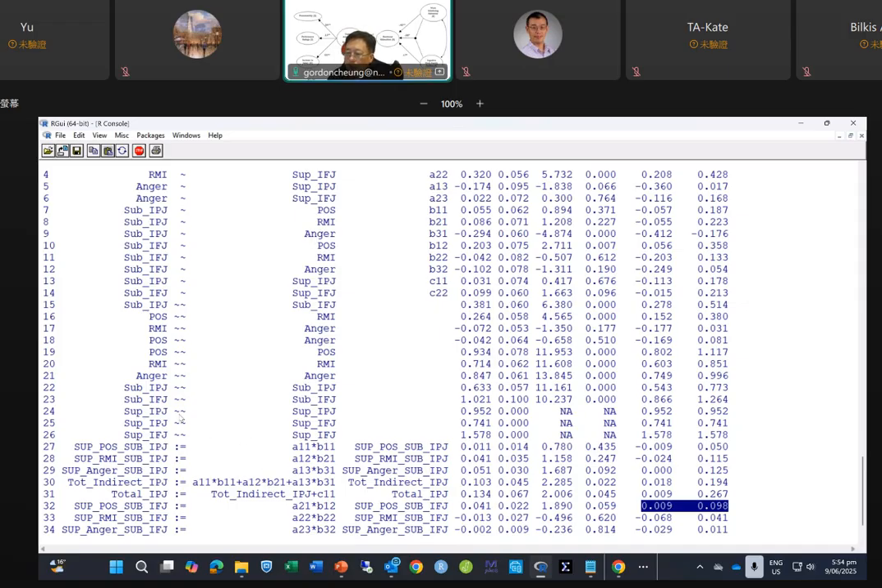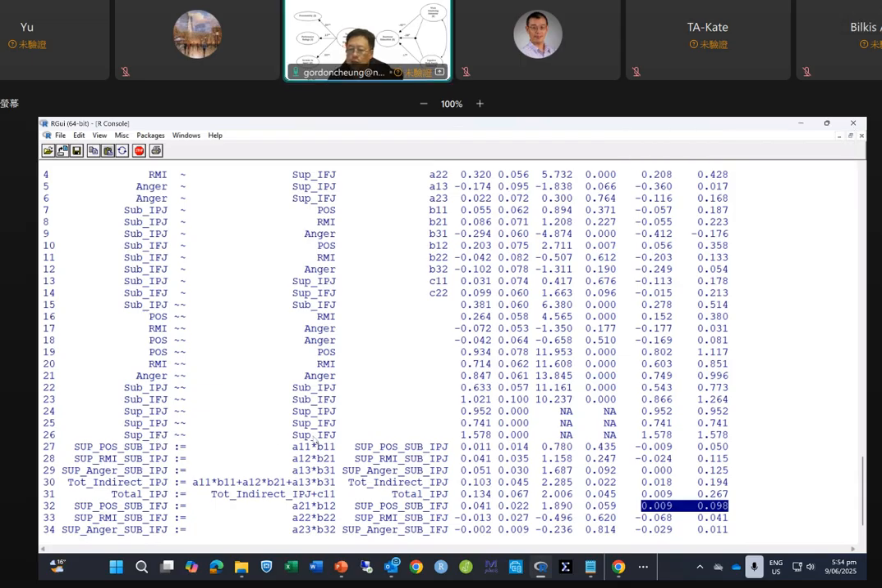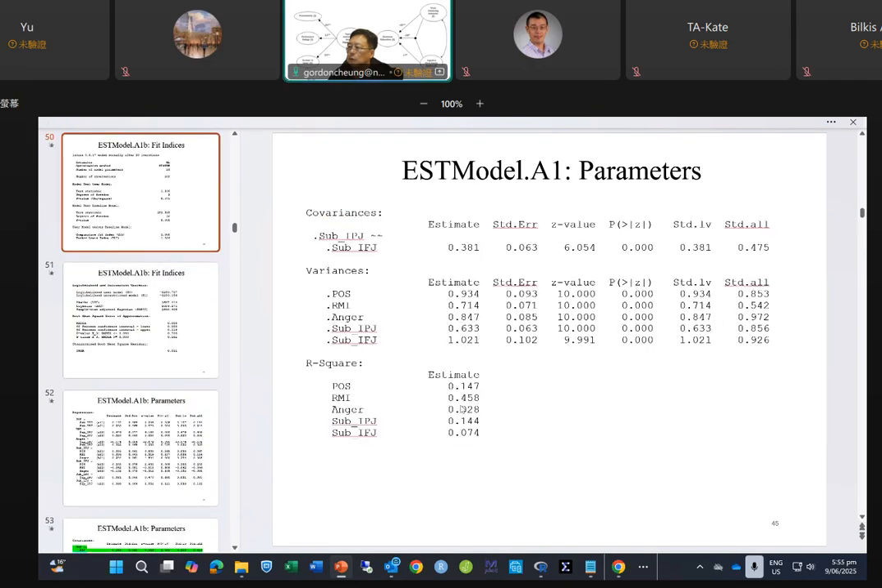I'm looking at what they are. Supervisor IPJ, supervisor IPJ. Oh, it is the variance of your exogenous variable. This is the covariance of your exogenous variable. It is the variance of your exogenous variable. Okay, so as I told you, we estimate this. Go back to my slide. Go back to my model.